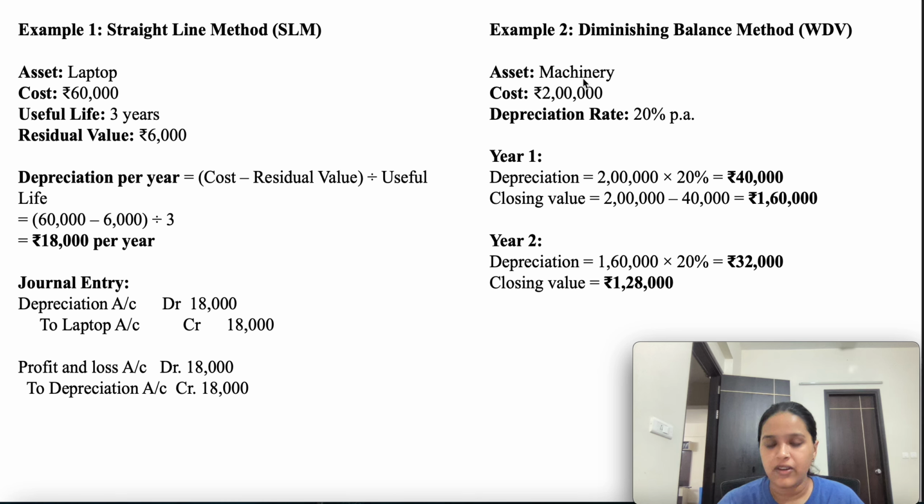Okay, diminishing value method. Asset is machinery which cost around 2 lakhs and depreciation rate is 20% per annum. It means in the first year we have to charge the depreciation on 2 lakhs, which is 40,000, and in the next year we have to charge the depreciation on 1 lakh 60,000.